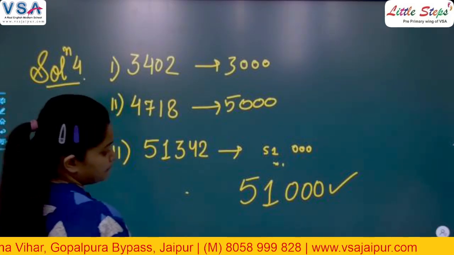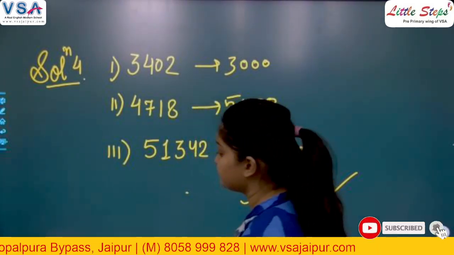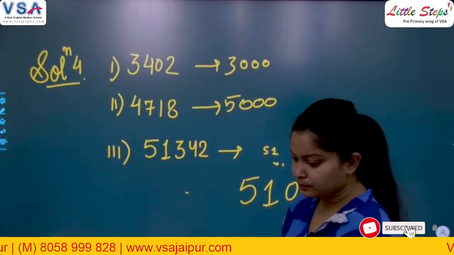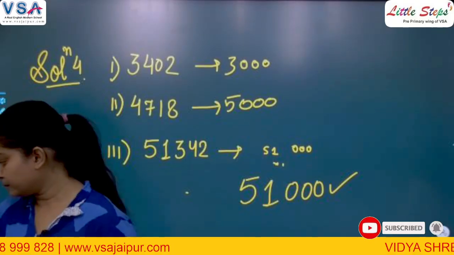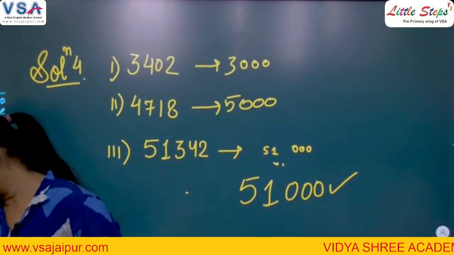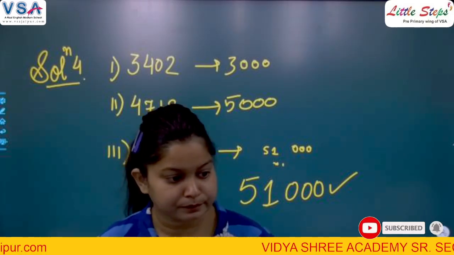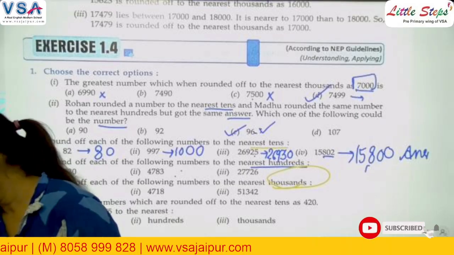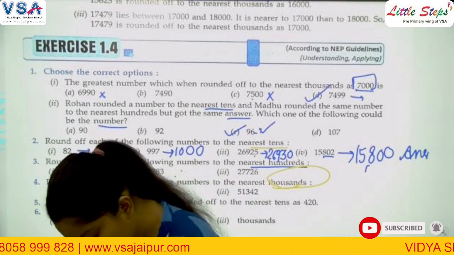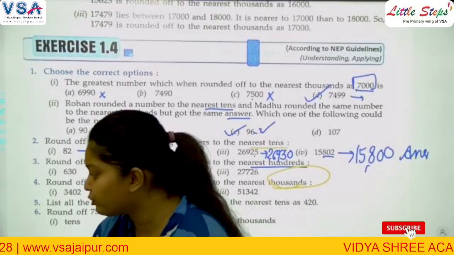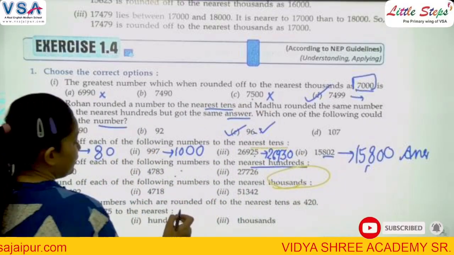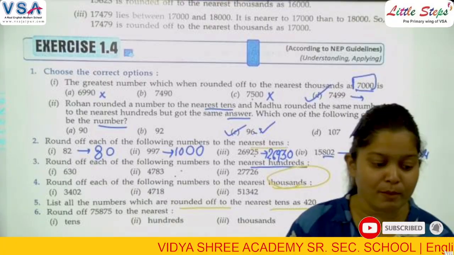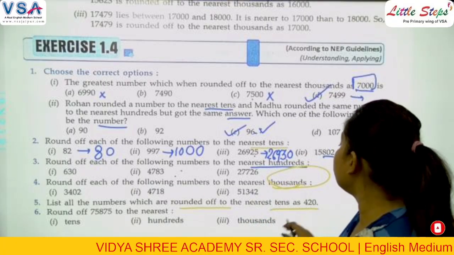Question number 5. Let's do question number 5. Start writing question number 5. Have you all written? Yes. So read question number 5. What is question number 5 saying? List all the numbers which are rounded off to the nearest tens as 420. When we round off so many numbers, we will get the number 420.